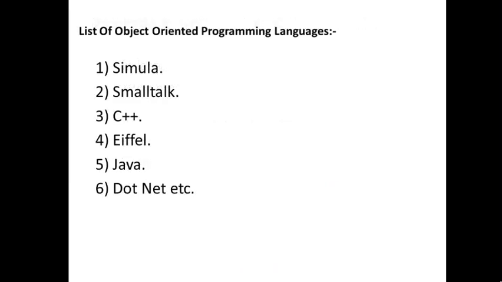Now here is a list of different object oriented programming languages like Simula, Smalltalk, C++, Eiffel, Java, .NET, and there are so many other languages which follow the concept of object oriented programming. Now here we will cover C++.